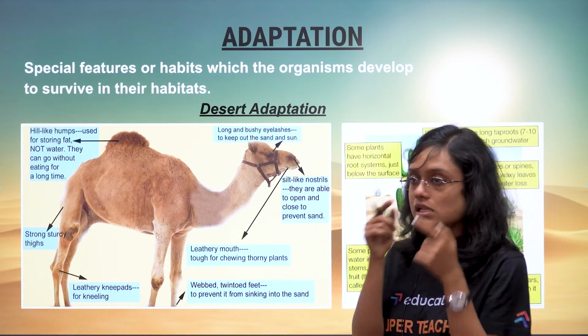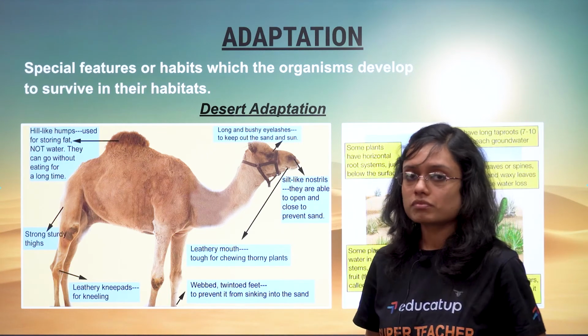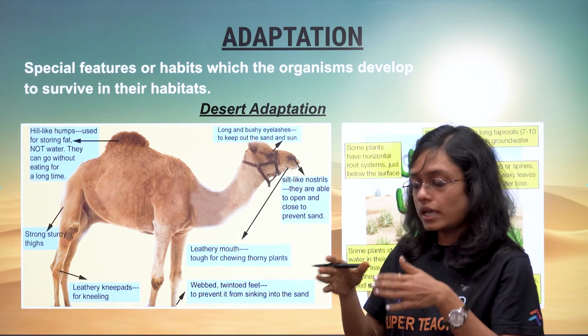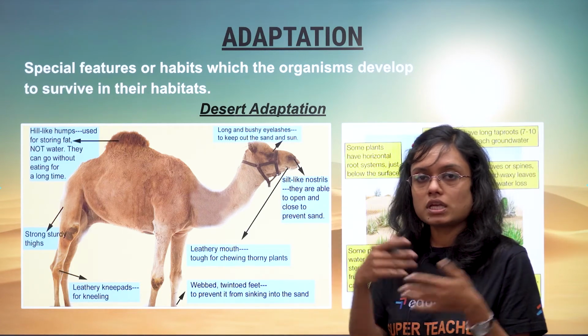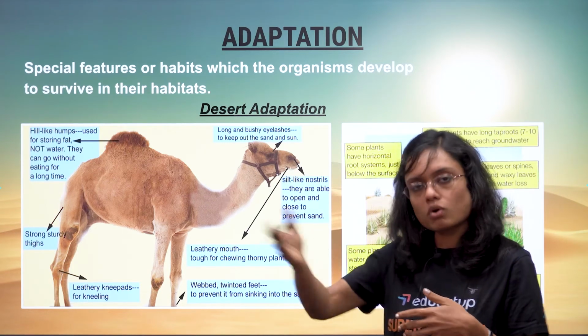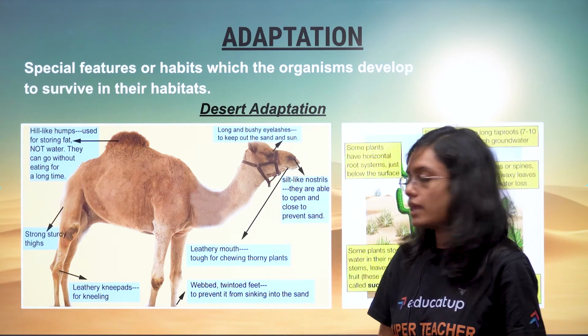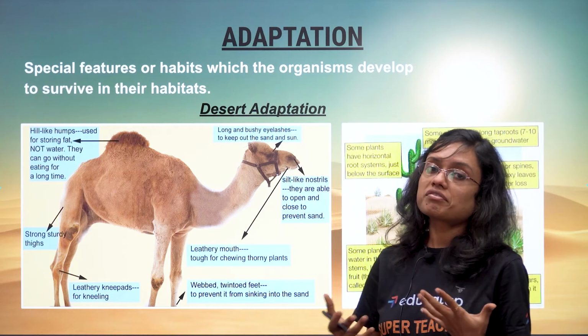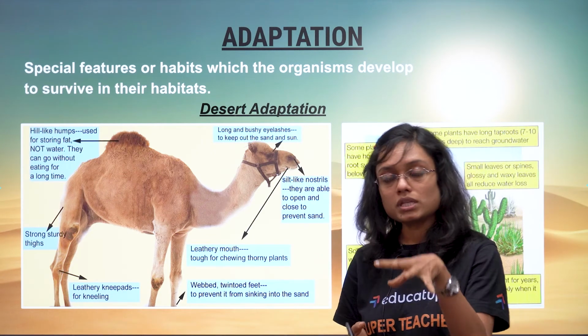Then it has slit-like nostrils. Nostrils ऐसे slit बना होता है, so that it's able to open and close whenever it wants. जब बहुत तेज़ हवा चल रही है वहाँ पे sand blow हो रहा है, so it will close its nostrils. So that particular feature. Leathery mouth for chewing of tough and dry leaves. Then it has webbed and twin-toed foot.